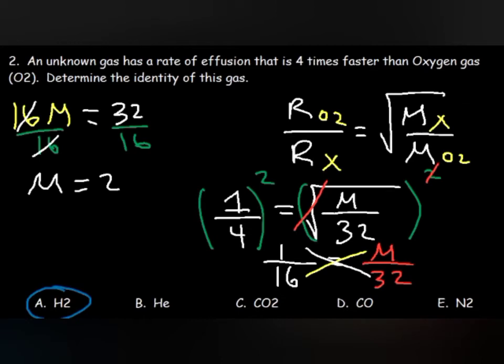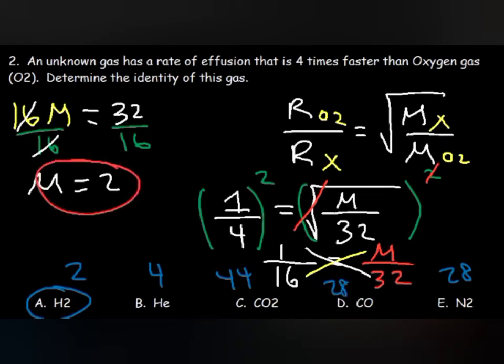Hydrogen has a molar mass of 1, so H2 has a molar mass of 2. Helium has a molar mass of 4. For nitrogen gas, it's 28, 14 times 2. For CO2, it's 12 plus 16 times 2, that's 44. And for CO, it's 12 and 16, which is 28. So only hydrogen has the same molar mass as what we just calculated. And that's how you can determine the identity of the gas if it's a multiple choice problem.